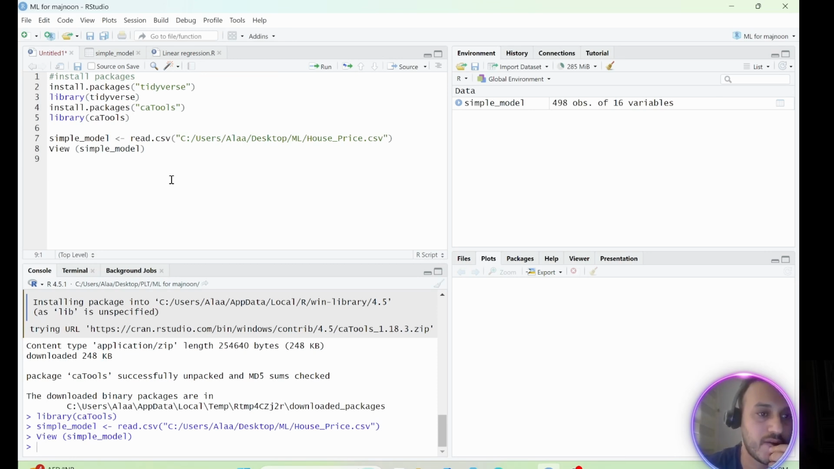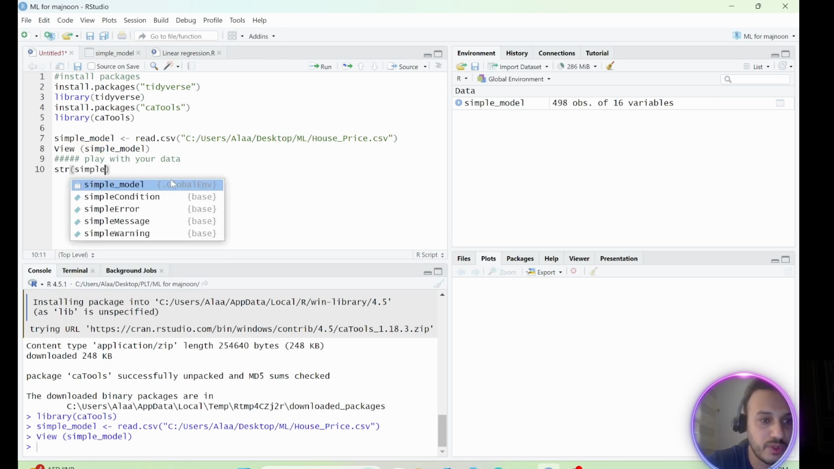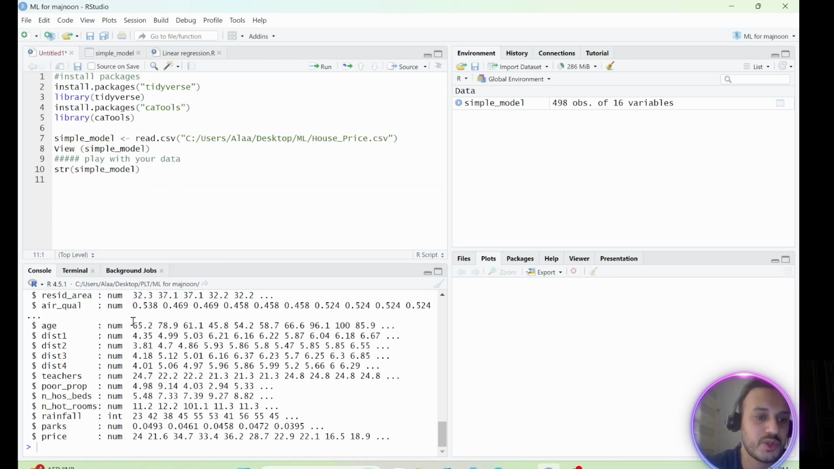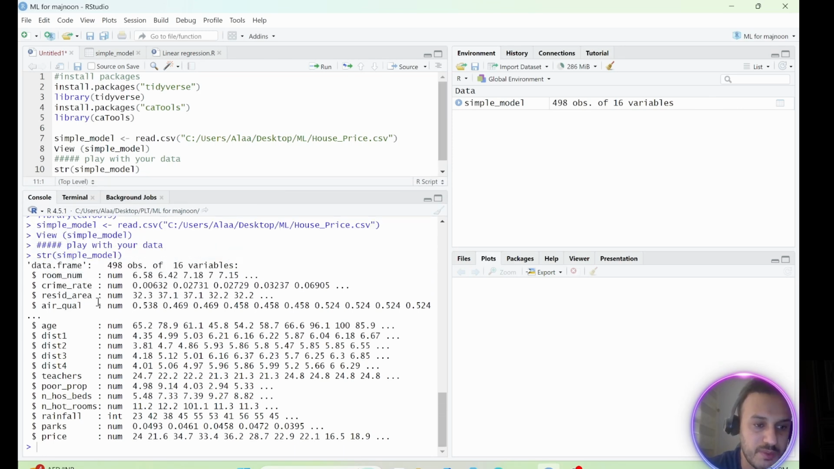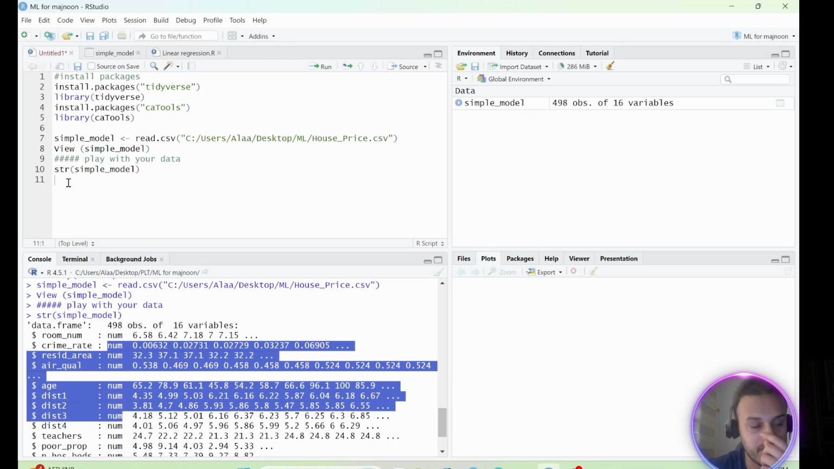Now before you start, you have to play with your data. You check, for example, the structure of your data, which is called symbol_model. If you run that, you'll see the structure of your data and take a quick view. For example, room number is supposed to be a number, and the price is supposed to be a number. If a column's format is unexpected, you have to check. So structure is so important; it allows you to check.